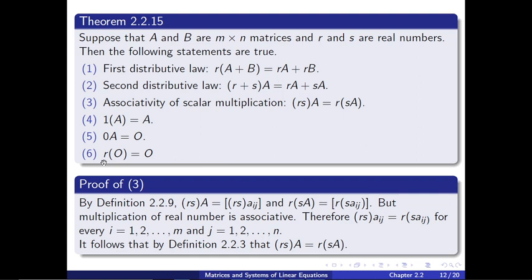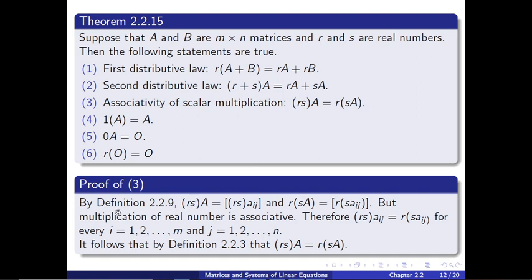And if you do a scalar multiplication of the additive identity of matrices, so R times the zero matrix, you still get the zero matrix, which is O, right? So we are going to do the proof of 3, and then the rest are left as an exercise.